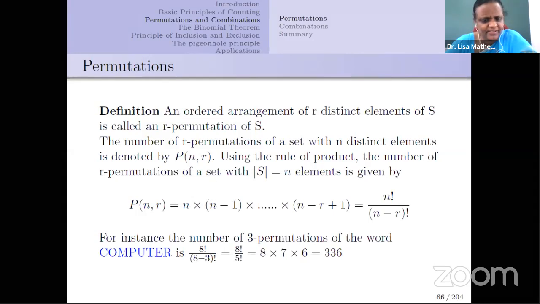For instance, if I take the number of 3 permutations of the word computer, in computer I have 8 symbols and I'm taking 3 permutations here. So 8 factorial by 8 minus 3 factorial, which gives me 8 into 7 into 6, or 336.